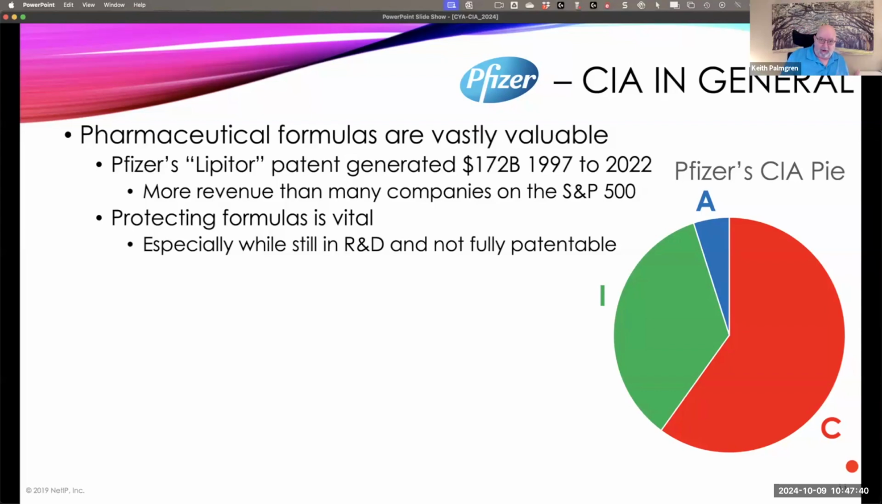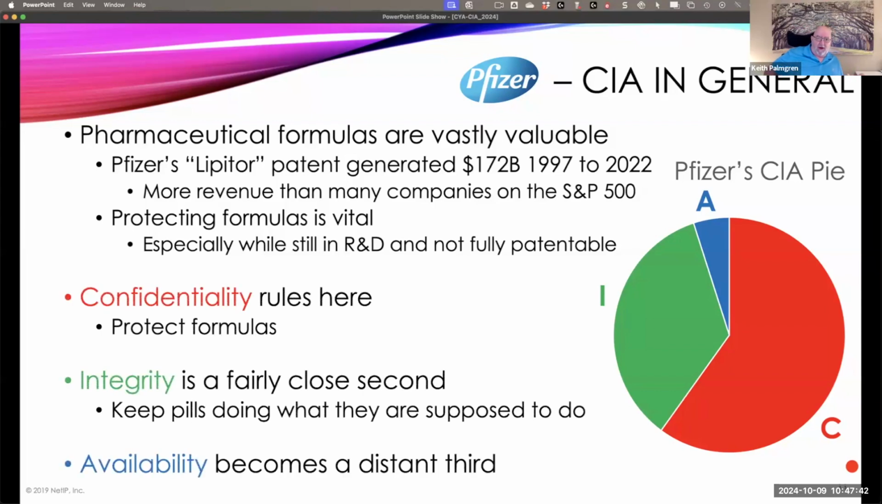But so clearly, in this case, confidentiality, protecting those formulas, particularly in R&D, is vitally important. Integrity is also pretty important here too. I mean, keeping the pills doing what they're supposed to do, or the shots, or whatever they happen to be, keeping the medicine doing what it's supposed to do, so it doesn't get tampered with. Integrity is pretty important. Availability of the formulas, though, a fairly distant third.